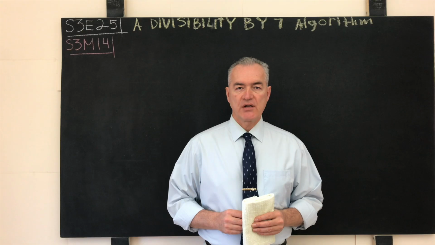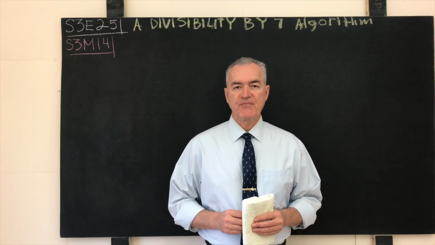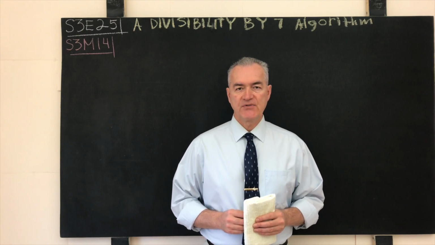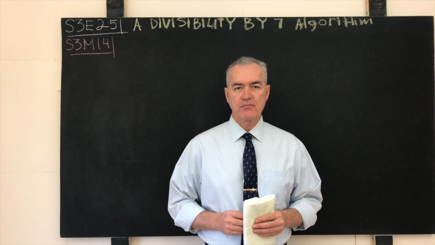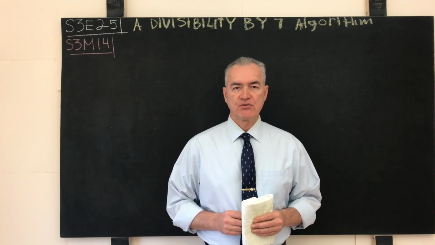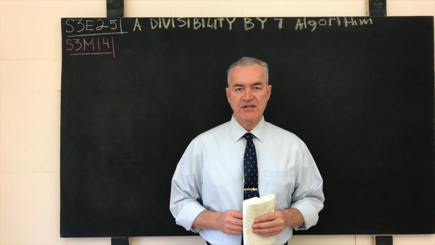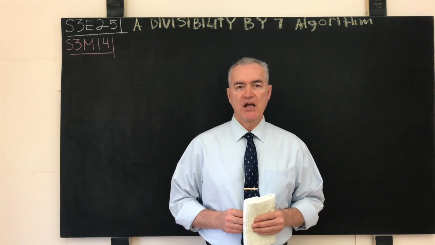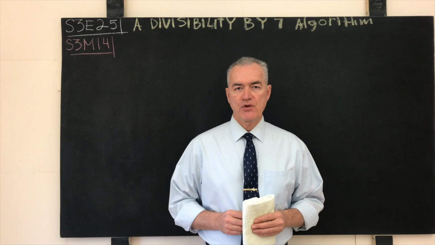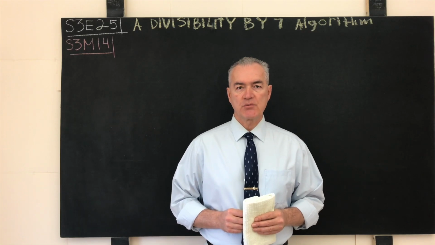Welcome to the Problems Channel Season 3, Episode 25, the episode which I titled A Divisibility-by-7 Algorithm, because in this episode we will discuss a design process of an algorithm that can be used to detect whether a given positive number is divisible by 7 or not, using the scope reduction or the so-called reduce and conquer problem solving approach.